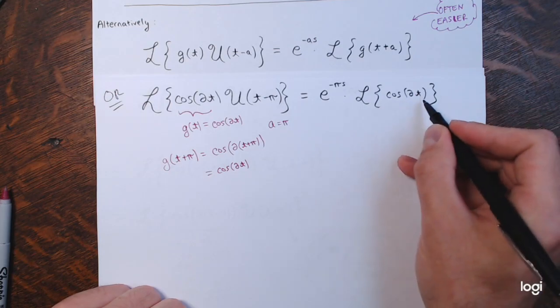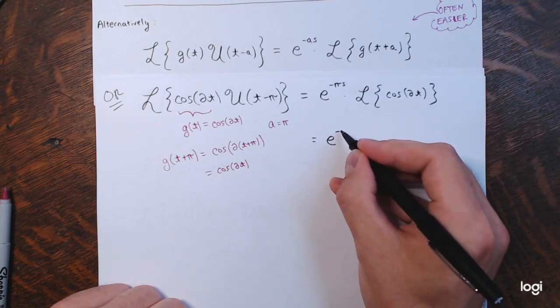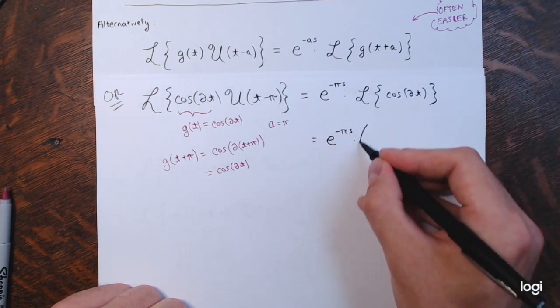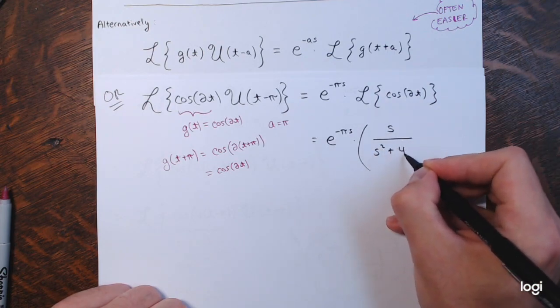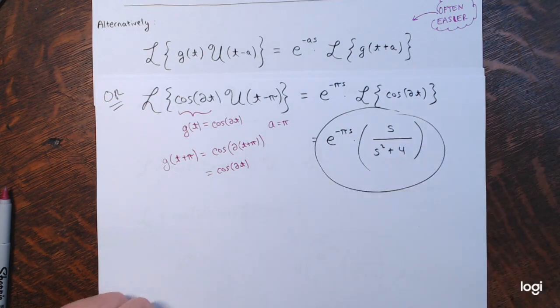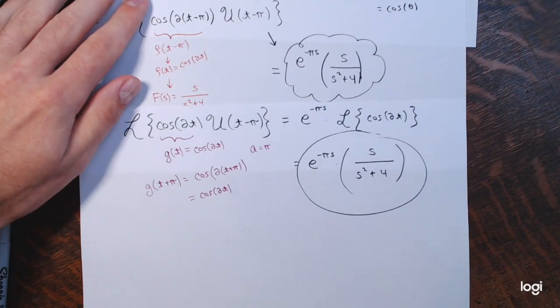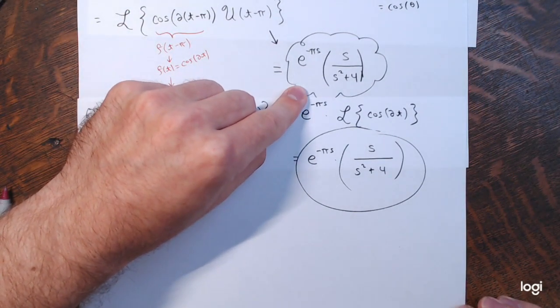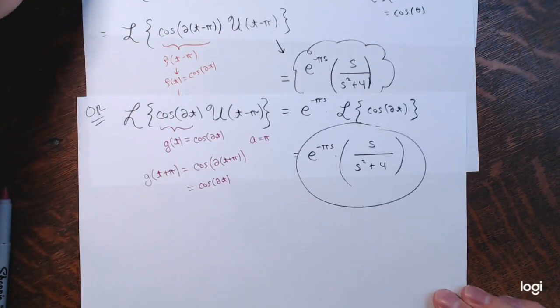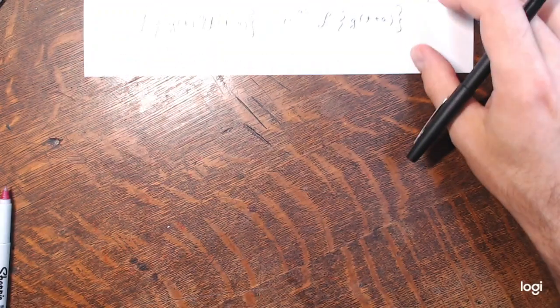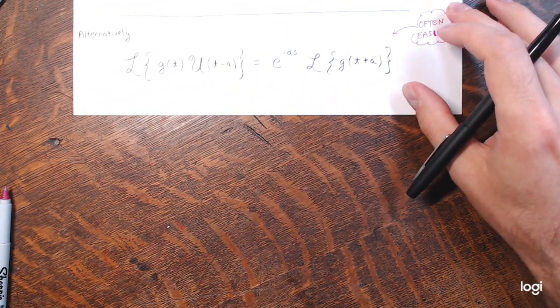And this is something you should know, right? This is again e to the negative pi s times s over s squared plus 2 squared. And it's exactly the same thing I got earlier. All right. So again, either version of the second translation theorem will work out.